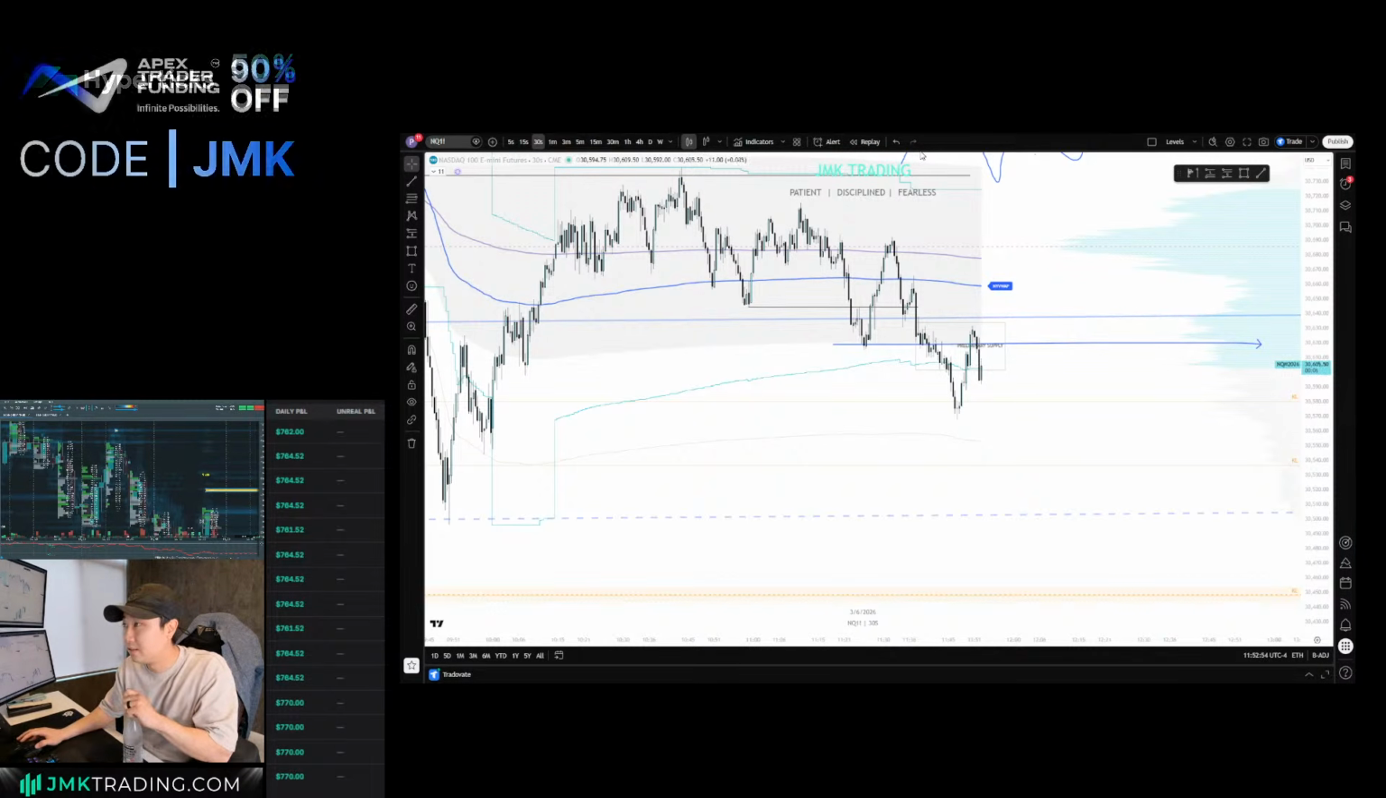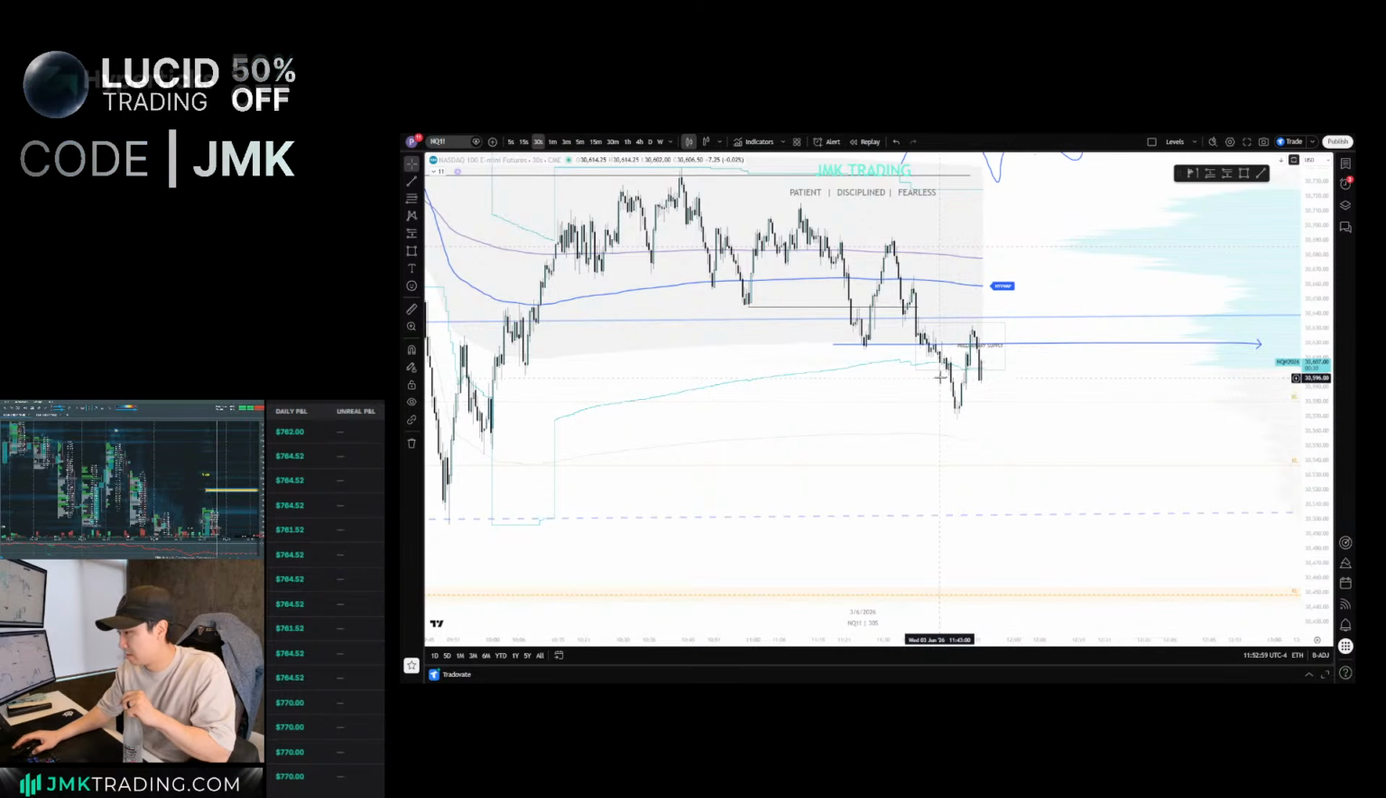This looks good. The 5 looks really bearish. This is giving another entry into the short.